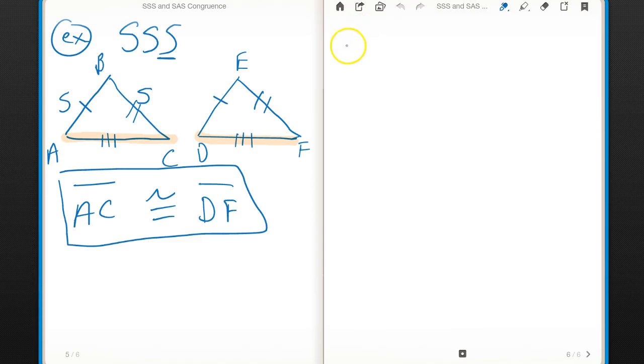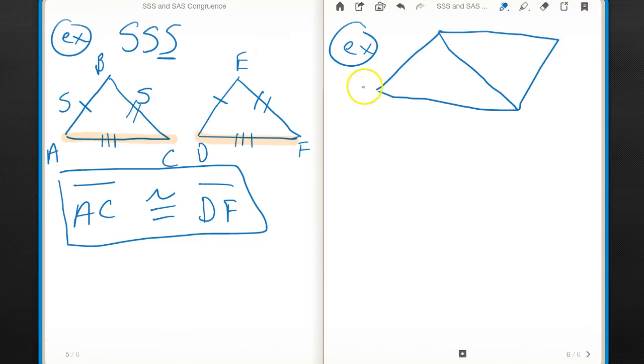Let's try another one like that. Let me draw the picture. So here.